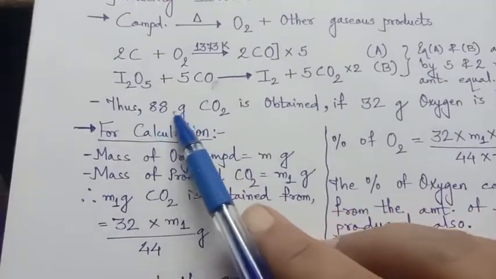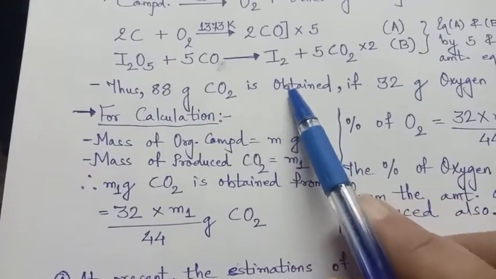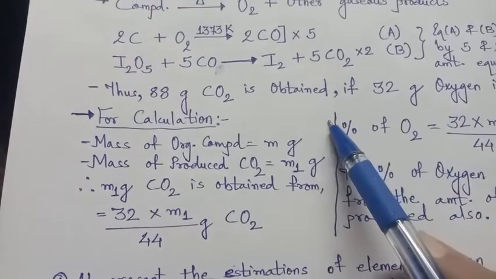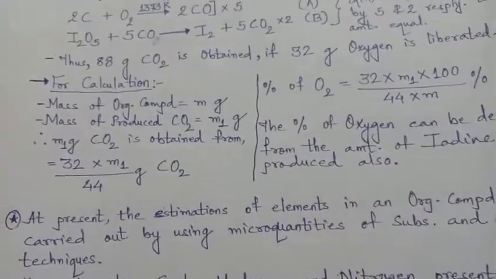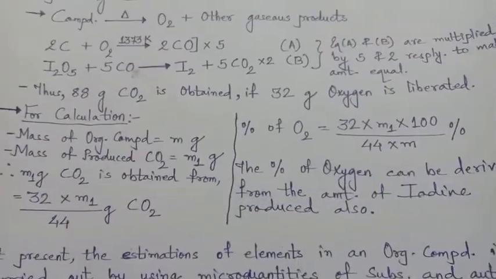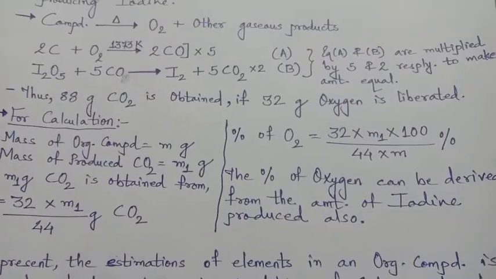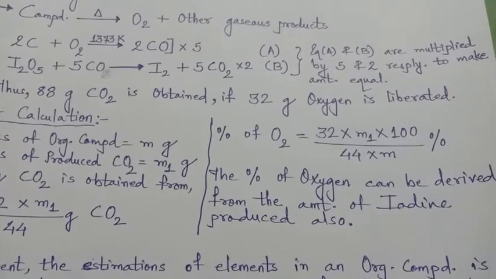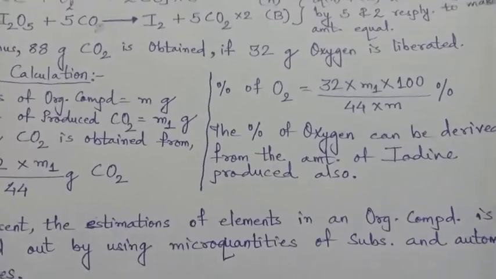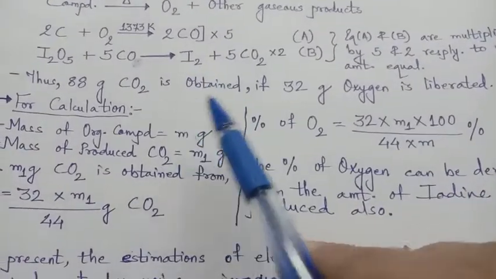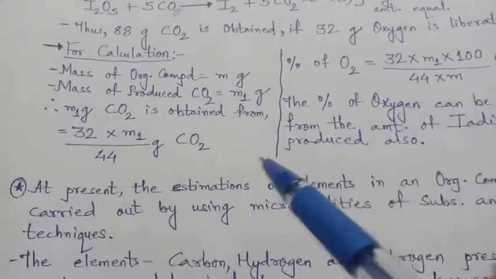And thus 88 gram of carbon dioxide is obtained if 32 gram of oxygen is liberated. So how is the comparison done? If 32 gram of oxygen is liberated, that means O2 gas is liberated, then 88 gram of carbon dioxide is formed. Now let us see the calculation.